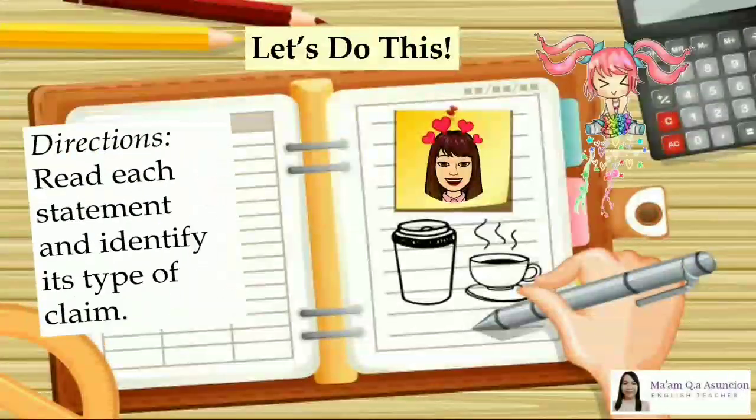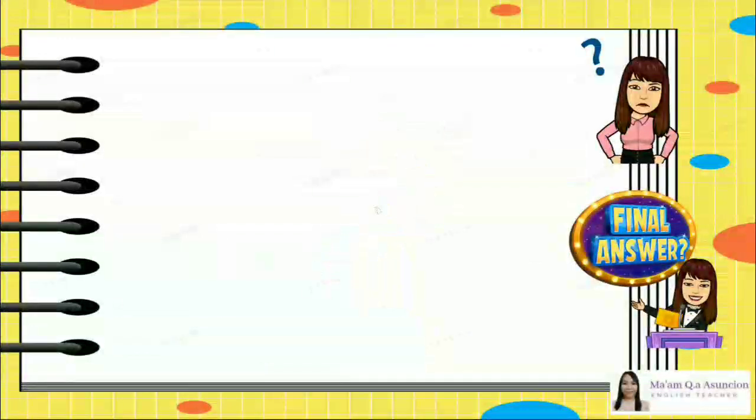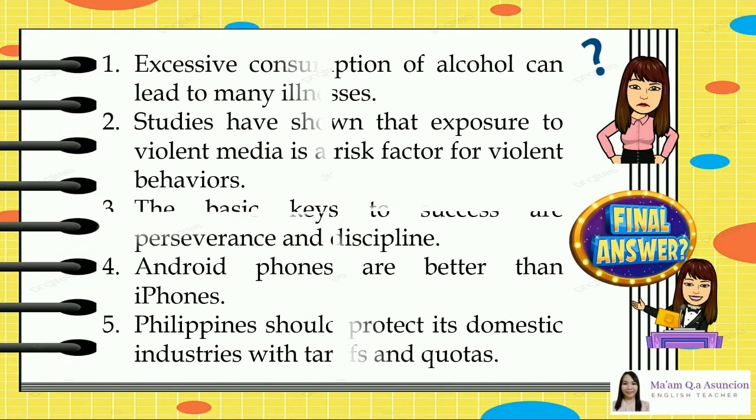Now let's have some activities. Read each statement and identify its type of claim. Number 1, excessive consumption of alcohol can lead to many illnesses. Number 2, studies have shown that exposure to violent media is a risk factor for violent behaviors. Number 3, the basic keys to success are perseverance and discipline.